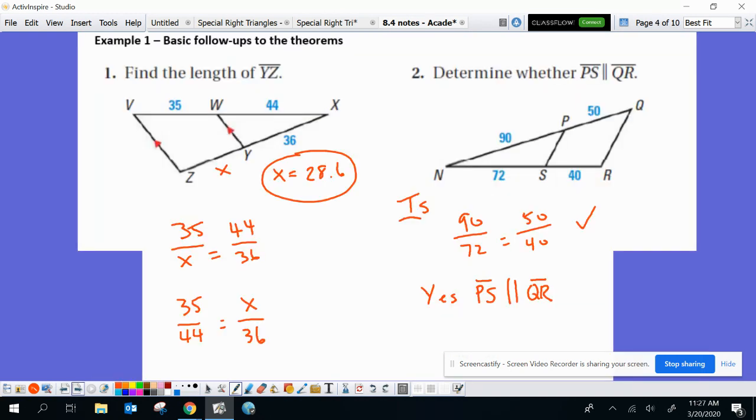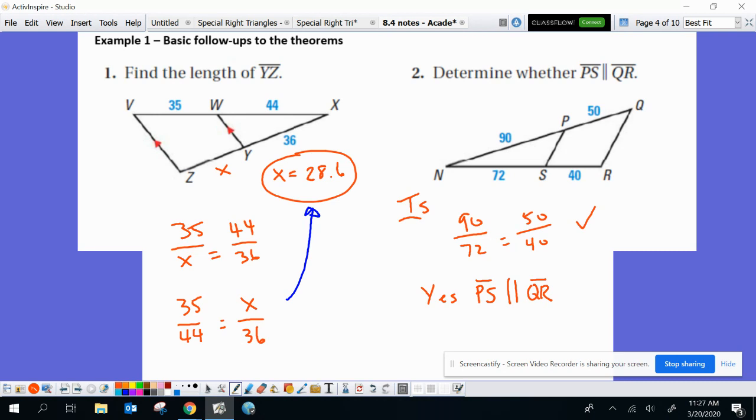And here were some direct follow-ups we did here. Number 1, solving for YZ, 35 over x equals 44 over 36 over the top method, or you could do 35 over 44 equals x over 36. Both result in that rounded answer of 28.6.